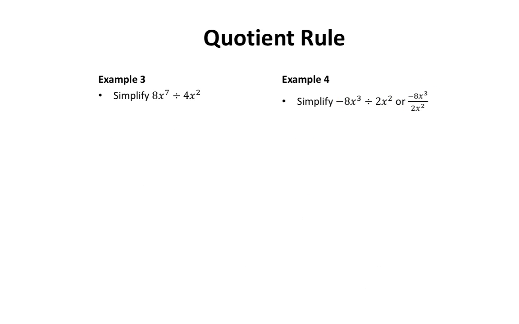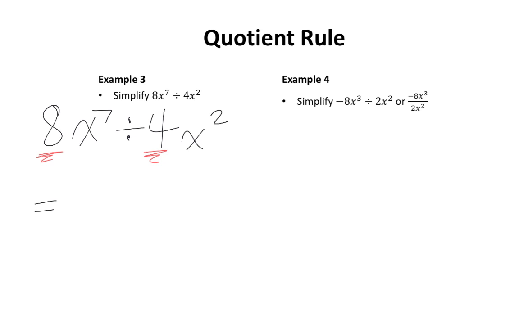In our third example, we want to simplify 8x to the power of 7 divided by 4x to the power of 2. Let's begin by rewriting our question. First off, let's take a look at the coefficients, a coefficient of 8 and 4. We are dividing, so I have 8 divided by 4, which is 2. Next, you have x to the power of 7 divided by x to the power of 2.